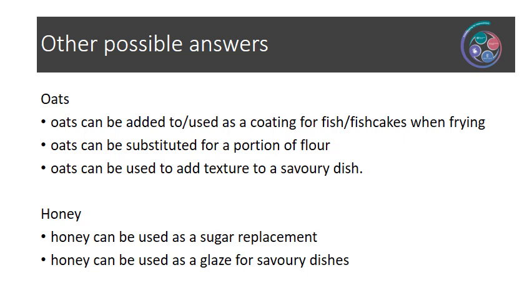Other possible answers could be for oats: oats can be added to or used as a coating for fish or fish cakes when frying. Oats can be substituted for a portion of flour. Oats can be used to add texture to a savoury dish. And for honey, honey can be used as a sugar replacement. Honey can be used as a glaze for savoury dishes. Any of these points would access you 1 mark.